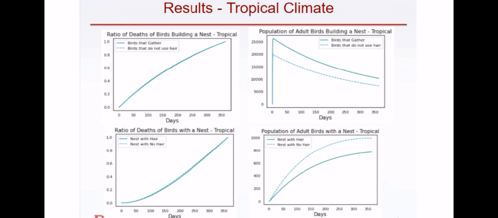As you can see, the ratio of deaths for birds when they're building a nest, the birds that use hair in their nest, it's a little bit higher. But once the birds have that nest made, the ratio of birds dying happens to be lower for the birds that have hair in their nest. And that can possibly be attributed to possible predator benefits and other such things.